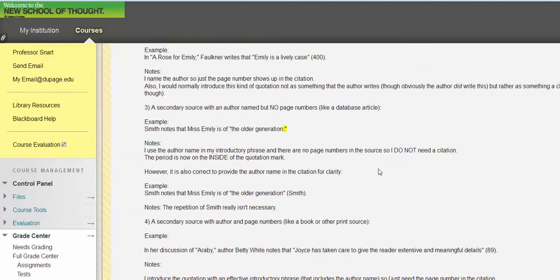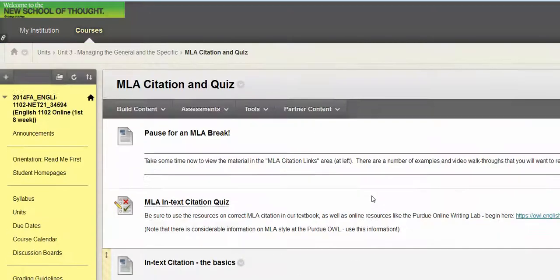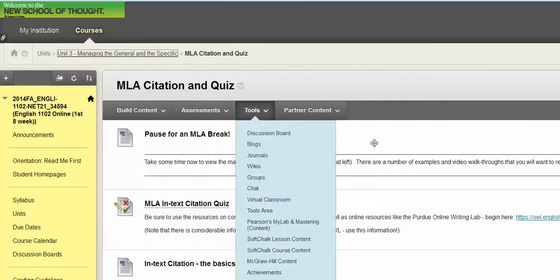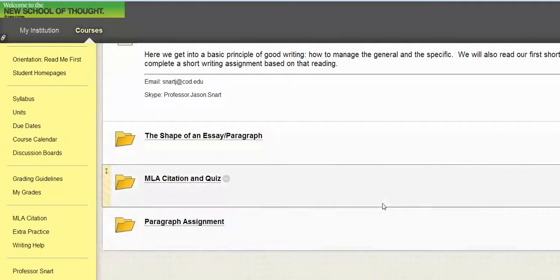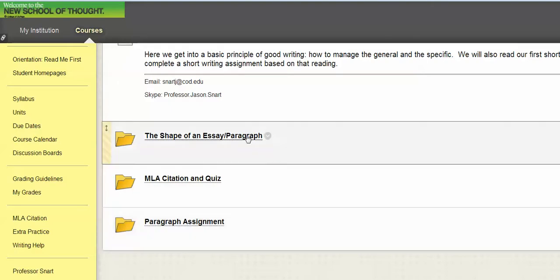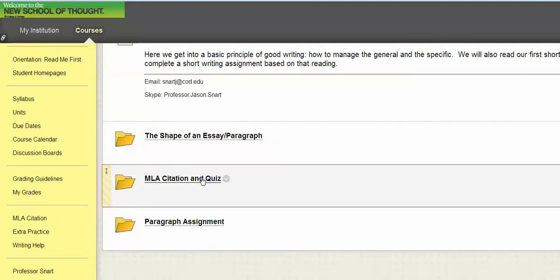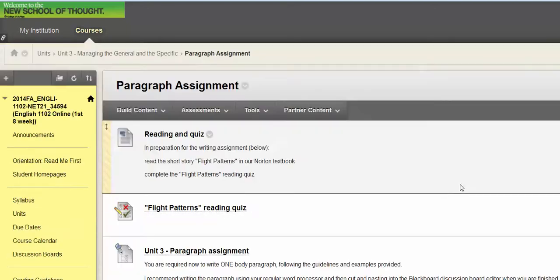As always, if you have questions about any of this, you can be in touch with me as you work through it, but we'll go back to our unit folders here. And then the assignment you'll find down in the paragraph assignment. One of the things that I can't force you to do, but I can only warn you not to do, is skip through the content piece of it and get right to the assignment. You really have to work through the content for the assignment to make any sense.